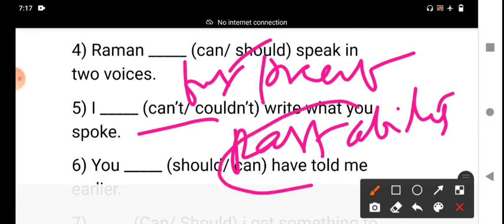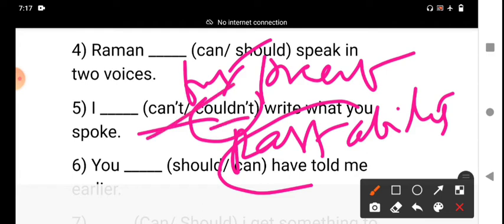I couldn't write what you spoke. That means I was not able to write what you are speaking. That is the meaning of the sentence. And we should select the past tense verb couldn't. It is a negative sentence. So I couldn't write what you spoke is the right answer. We should select could here.